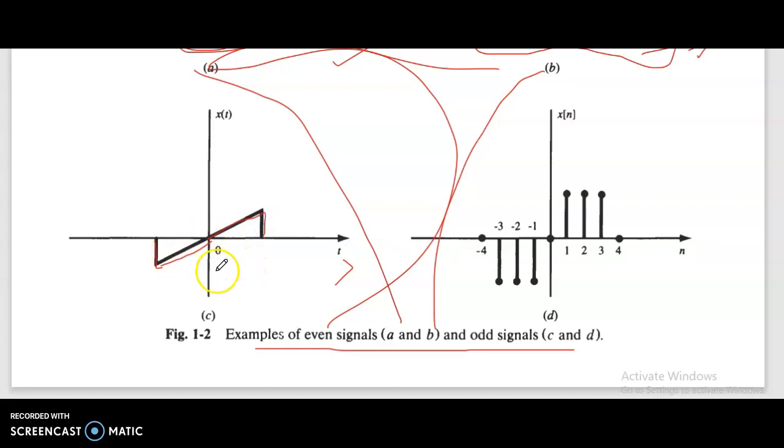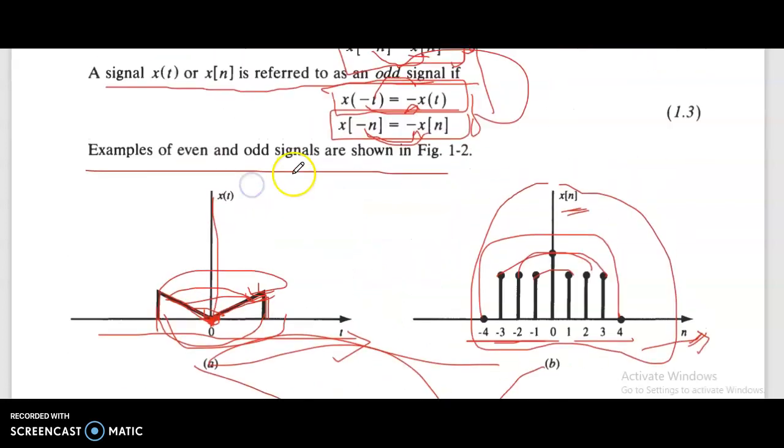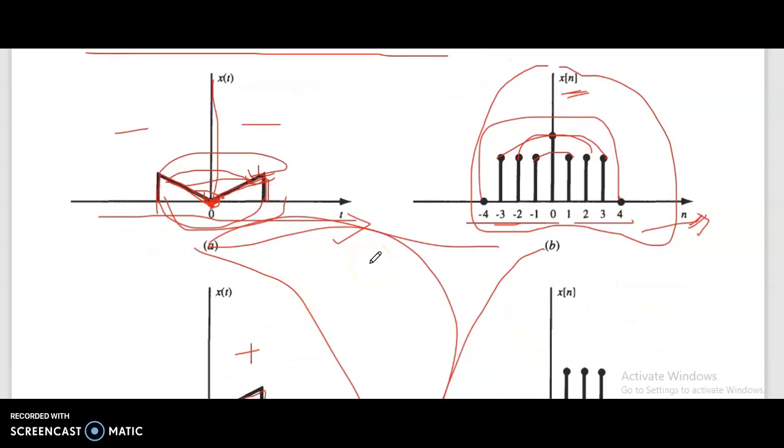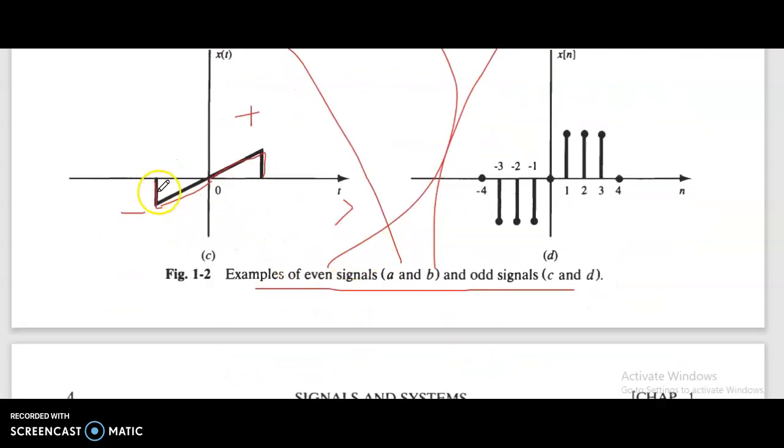It means this is negative, here positive. Here also this is negative, this is positive. This one, here negative value, here positive. Here negative, here positive. Okay, this end coming here. So this is the odd signal.